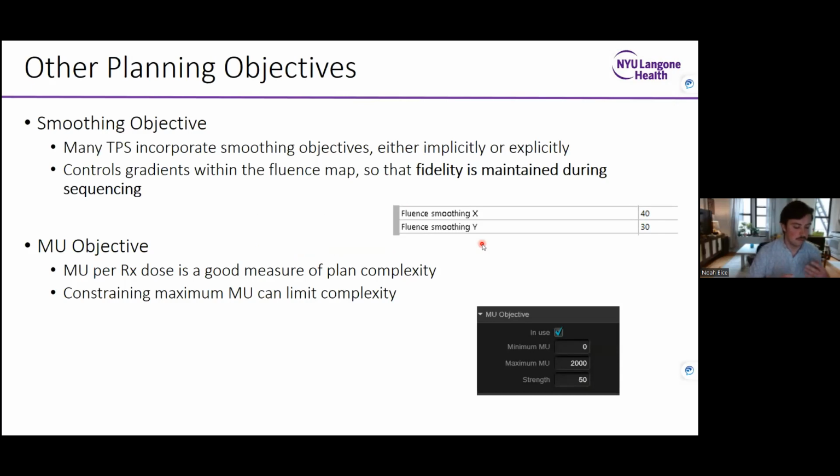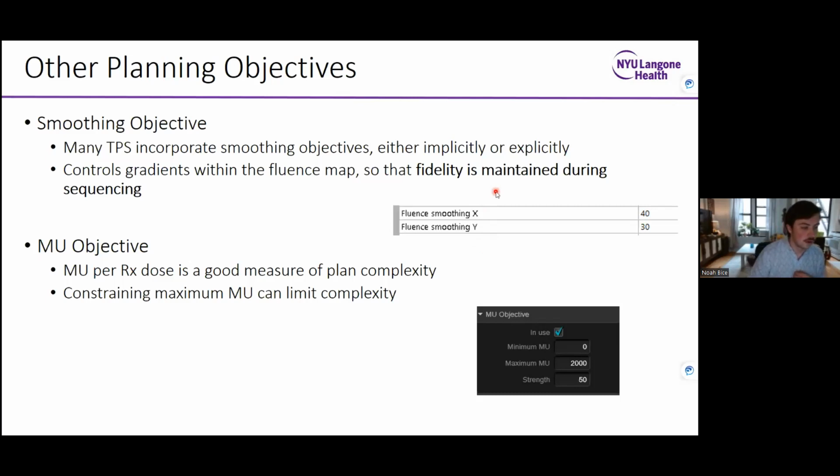If you perform fluence map optimization in some crazy high resolution and produce a fluence map that's insanely modulated, it might look really beautiful on paper at this point, but when you try to physically realize that with the machine through some arc sequencing algorithm, you'll find that it's not possible or it's significantly degraded. So the idea behind the smoothing objectives is so that you don't lose fidelity during this step.